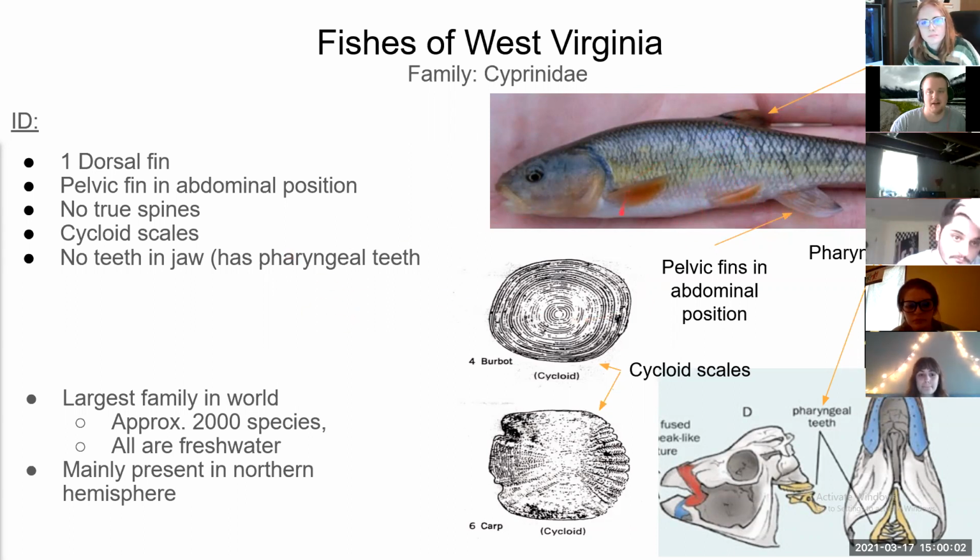They don't have any spines in any of their fins. They have these cycloid scales. So cycloid scales are kind of soft and flexible. They're kind of one of the most common scales you'll see.